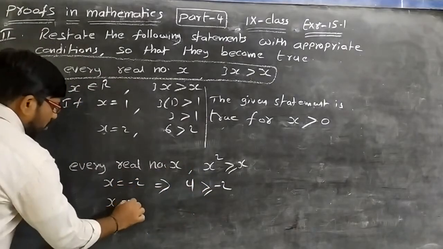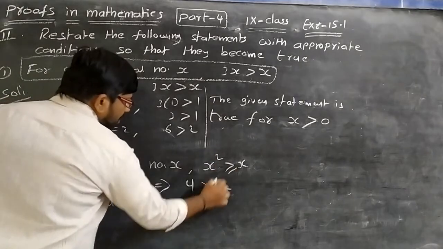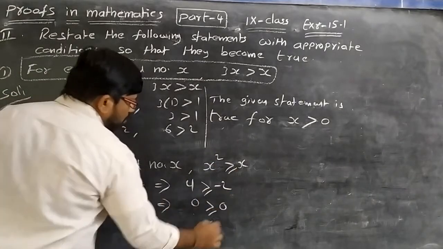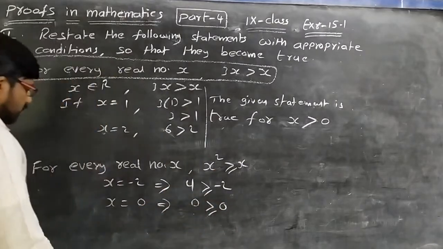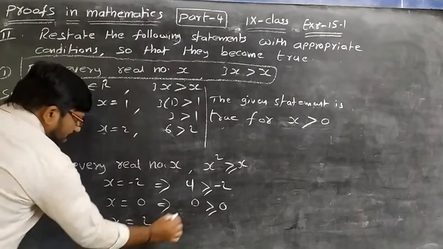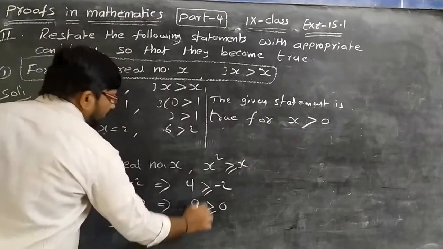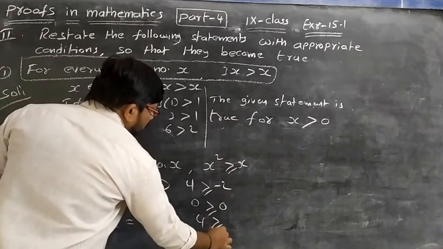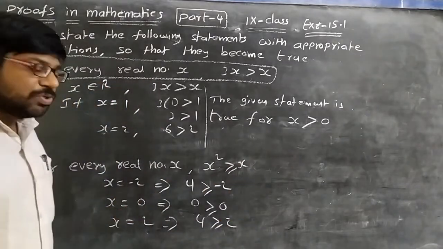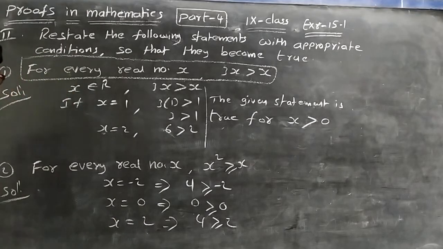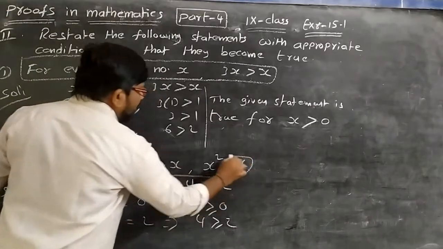If x is equal to 0, then 0 square is 0, greater than or equal to 0. So 0 is equal to 0. Yes, it is also true. Now take positive values. 2 square is 4, greater than or equal to x which is 2. Yes, 4 is greater than or equal to 2. It is also true. So then what is the condition? So the given statement is true for what condition?